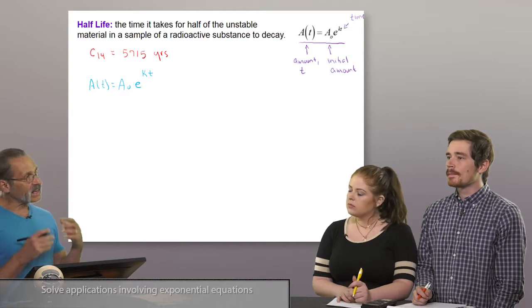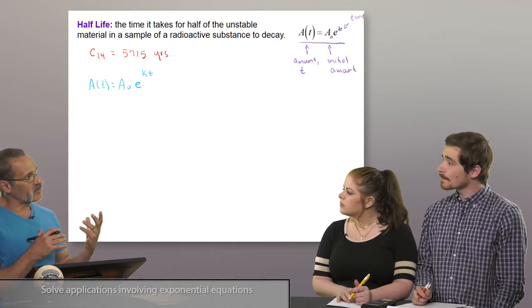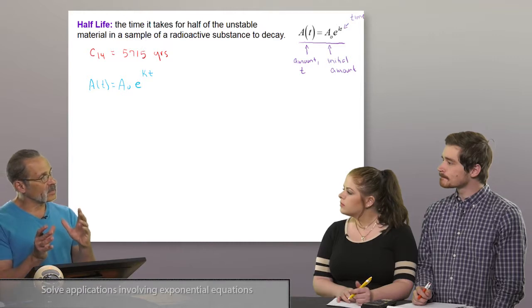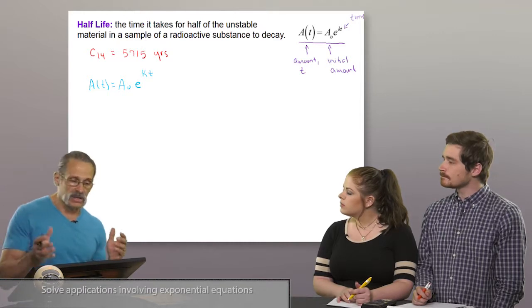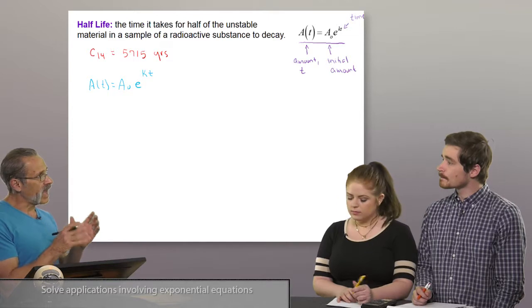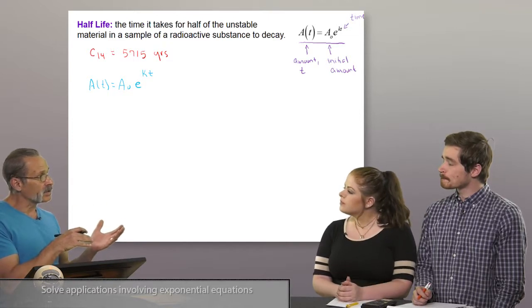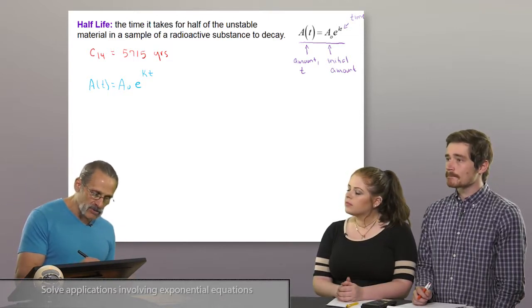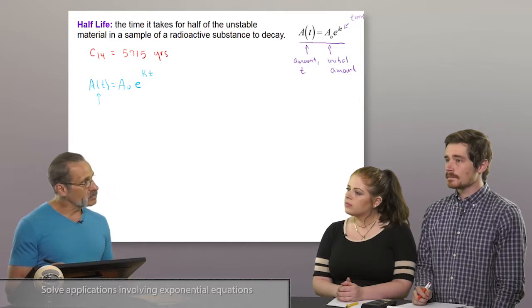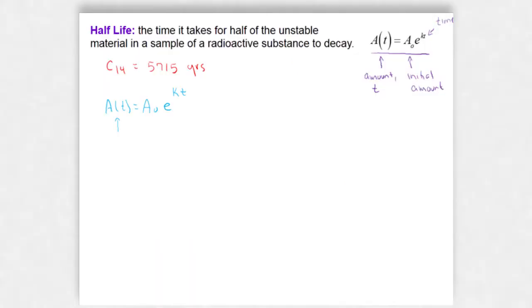I'm going to think about half-life. Half-life means once t, which would be 5,715, is put into the equation, half of the original amount is gone. So how much of the original amount would then be there? Half. That would be 0.5 times the original amount. So I'll make that substitution. Now I have 0.5 A sub 0 is equal to A sub 0 e to the kt.